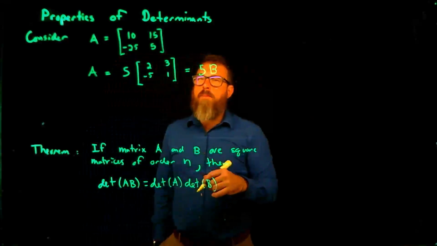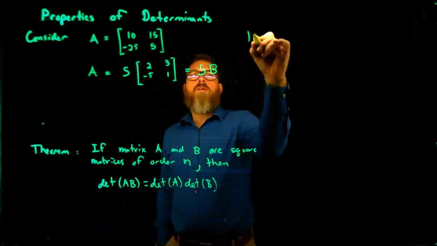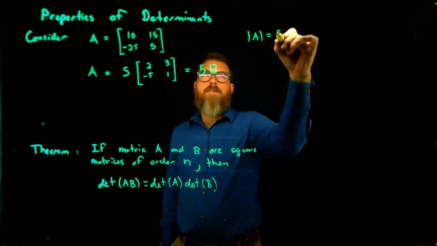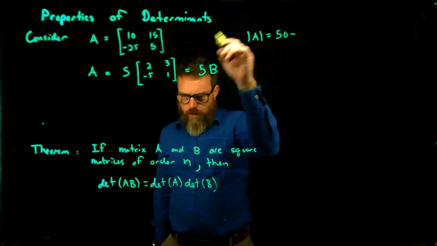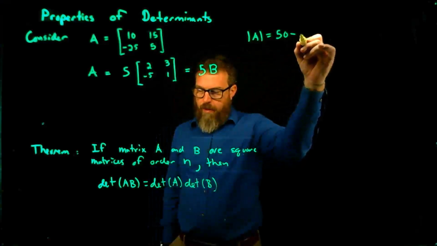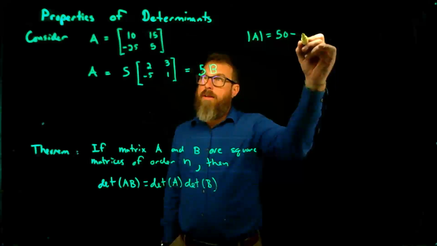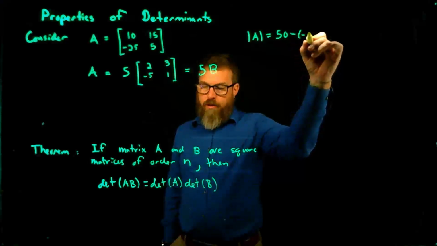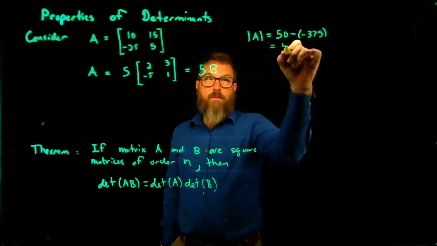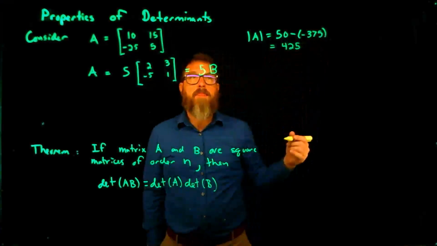All right, so let's take the determinant of A. So the determinant of A is going to be equal to, multiplying across, 50, and then minus, when I multiply across that way, 15 times negative 25, which is going to be minus 375. So what we're going to get is 425.